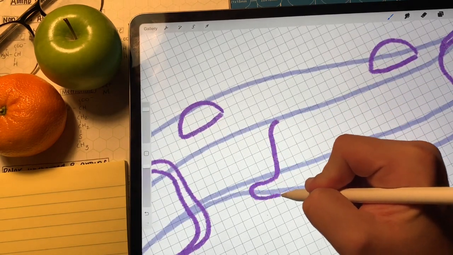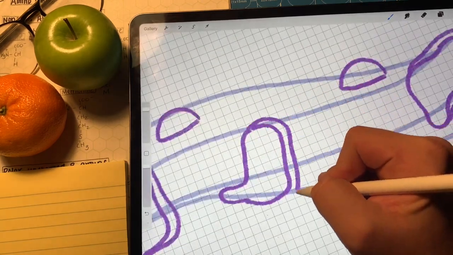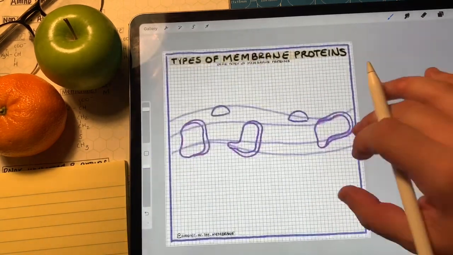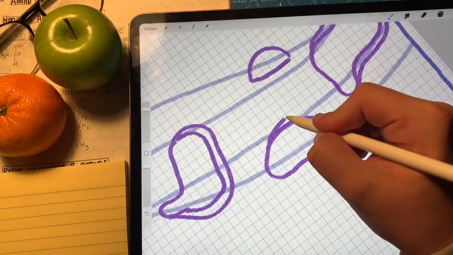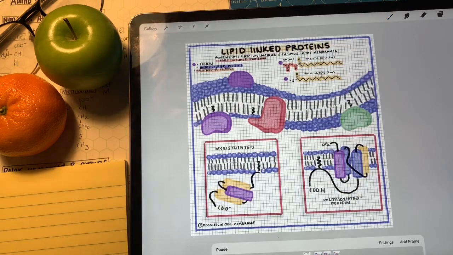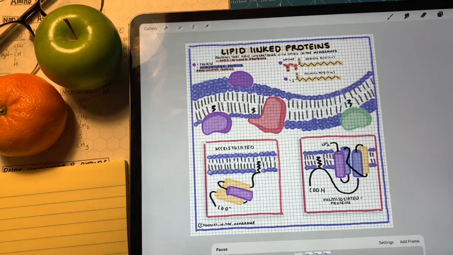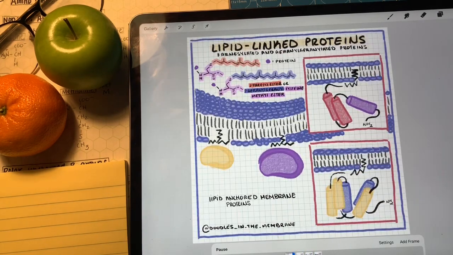So the next type of membrane proteins, or proteins that have interactions with the membrane, that I want to talk about are proteins that have connections with specific lipids or anchors on the membrane. So what makes these proteins different is that they're interacting with specific lipids within the membrane to kind of act as an anchor to hold them to the membrane.